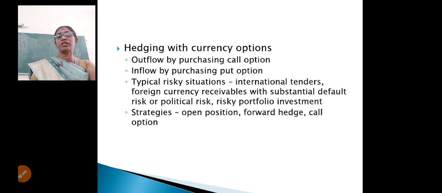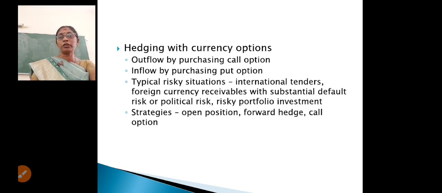Now I am going to see hedging with currency options, and in which ways currency options can be hedged. This can be done with outflow by purchasing a call option. I have already told you a call option is an option contract for purchasing. Outflow means I check the marking to market condition of my option contract, whether it is indicating any outflow of cash. Then again I check for put option, it should be an inflow. Inflow of currency into my account is very important for a put option. So put option is for sales.